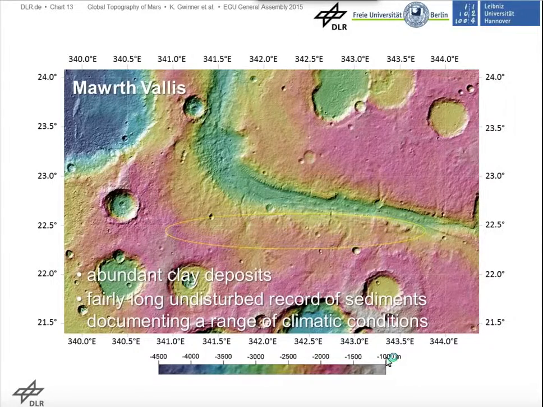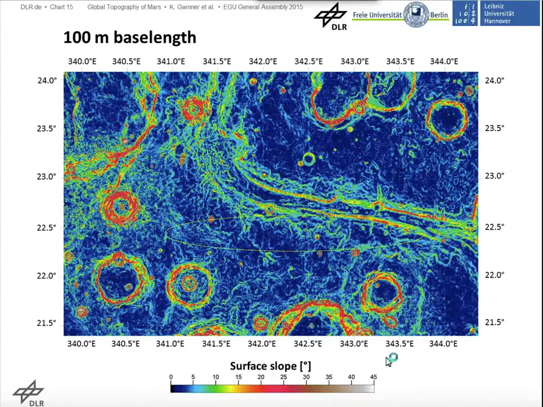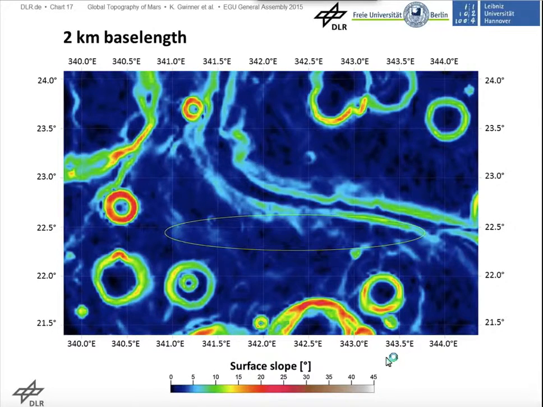And then we are currently looking at the planned ExoMars landing sites. This is the example of Mawrth Vallis, which is also in our first quadrangle finished. And here of interest, of course, are slopes at resolutions from 100 meters upwards. Yeah, that's it.